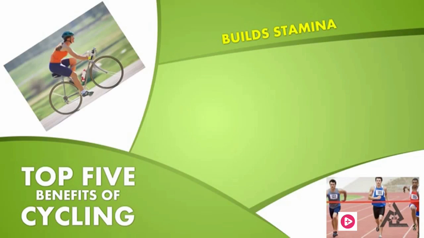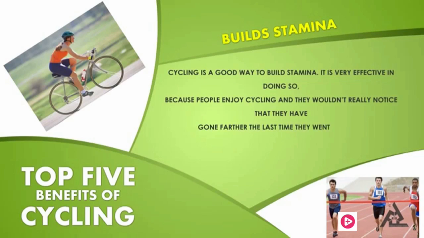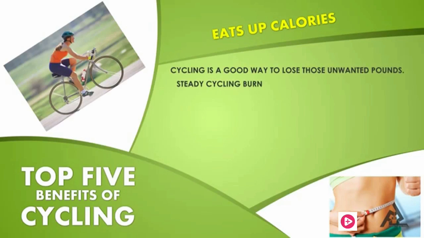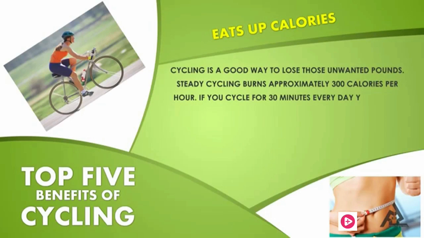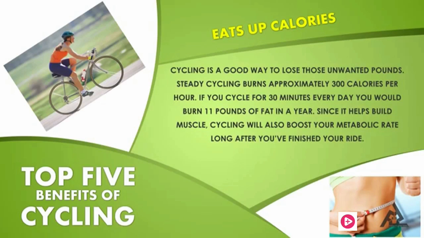Build stamina. Cycling is a good way to build stamina. It is very effective in doing so, because people enjoy cycling and they wouldn't really notice that they have gone farther than the last time they went cycling. Burn calories. Cycling is a good way to lose those unwanted pounds. Steady cycling burns approximately 300 calories per hour. If you cycle for 30 minutes every day, you would burn 11 pounds of fat in a year. Since it helps build muscle, cycling will also boost your metabolic rate long after you've finished your ride.